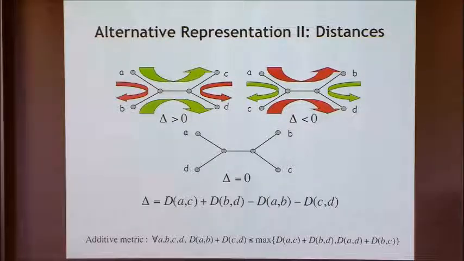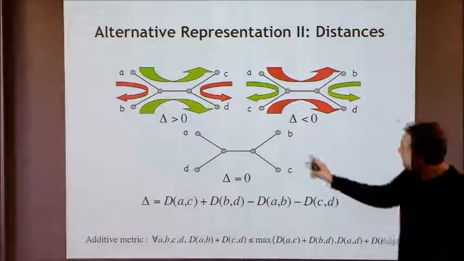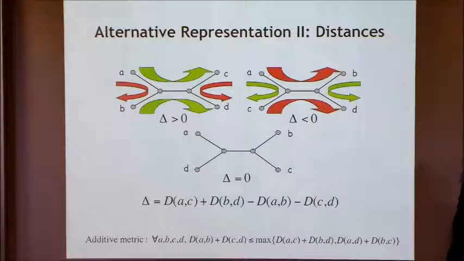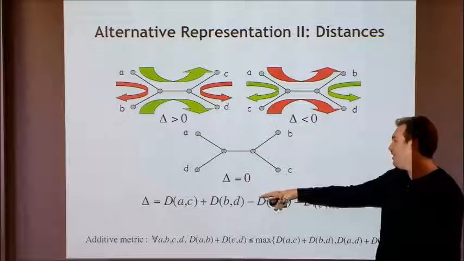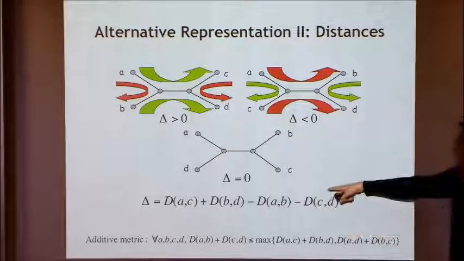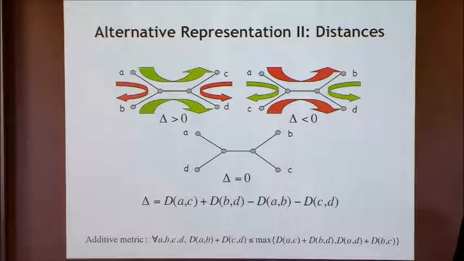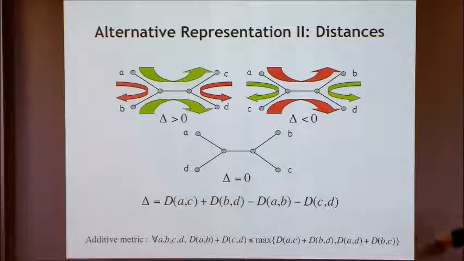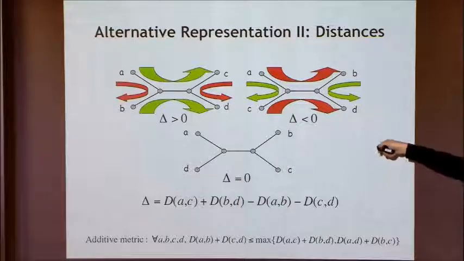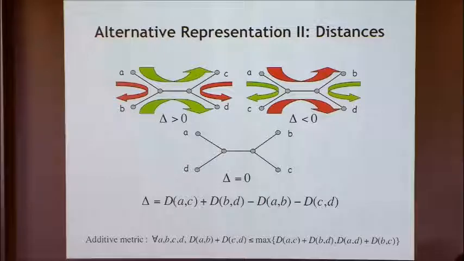And now, suppose that I give you an additive metric on these four leaves, and you want to figure out which of these topologies I am looking at. Well, it turns out that you can figure this out by computing this quantity. So if I compute the distance between AC plus the distance between BD minus AB minus CD, I get something different on these three different topologies. So if I start over there, suppose that the true thing was AB on one side and CD on the other. Well, AC plus BD minus AB minus CD, what is going to happen here?